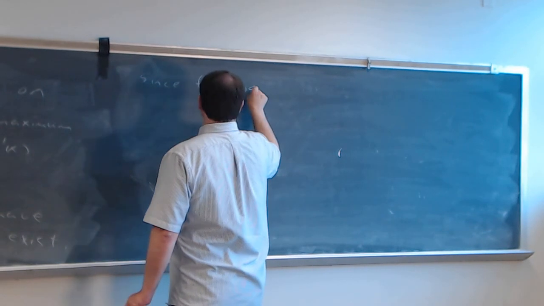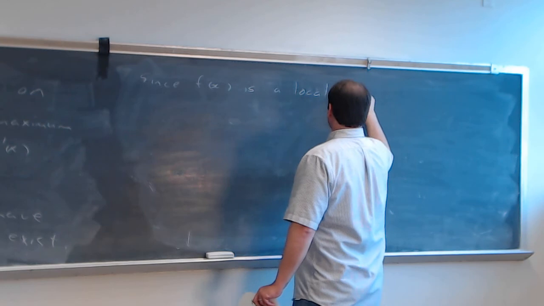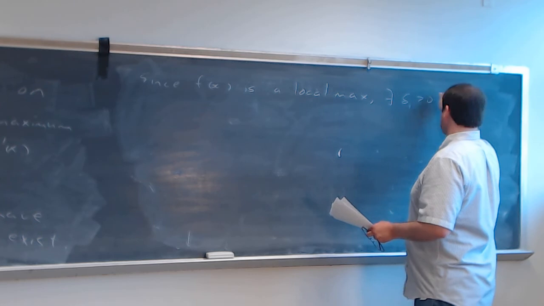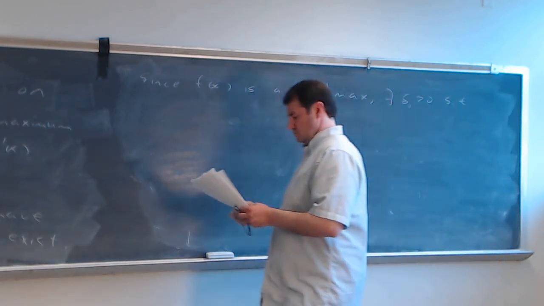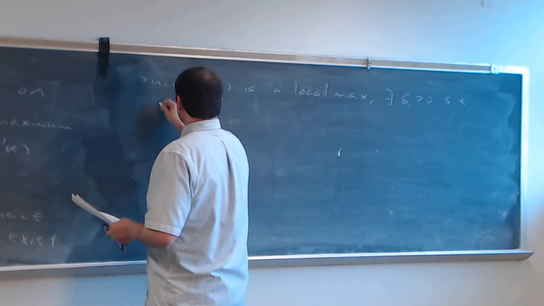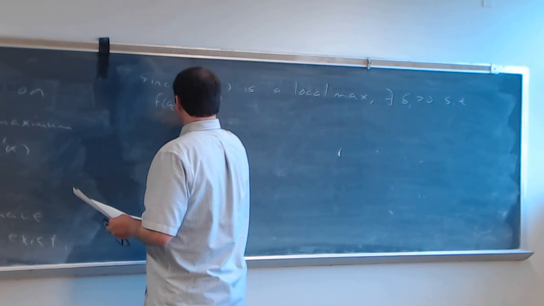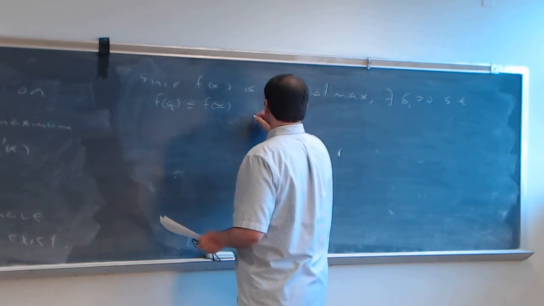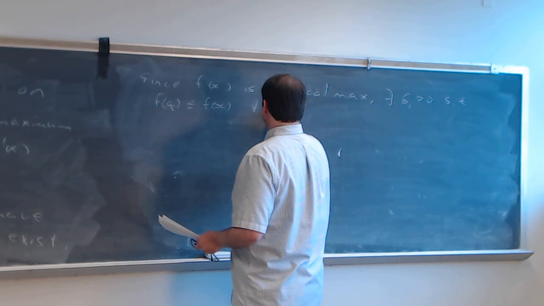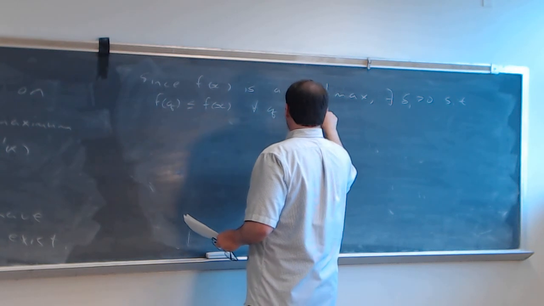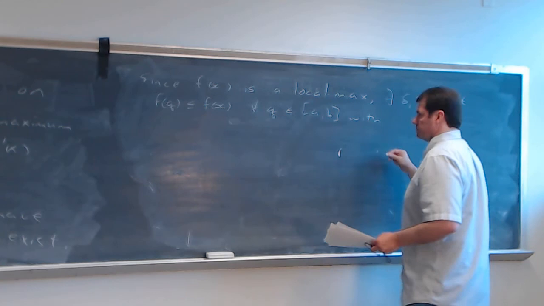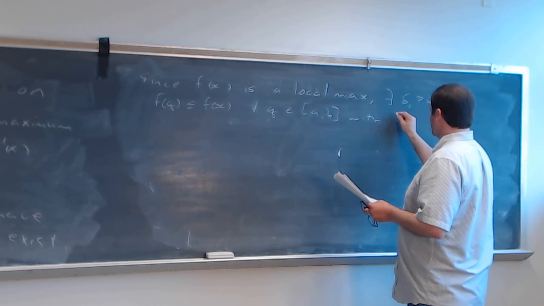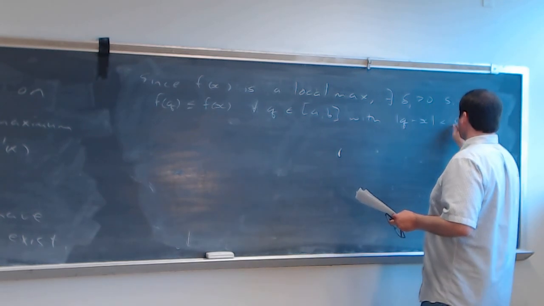Since f of x is a local maximum, that means there exists a delta sub 1 greater than 0 such that f of q is less than or equal to f of x, for all q element of (a, b) with the absolute value of q minus x being less than delta sub 1.